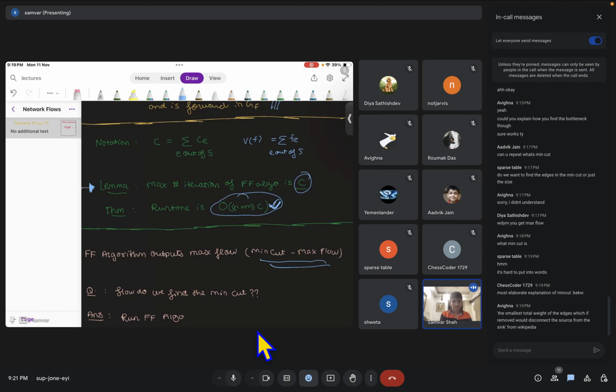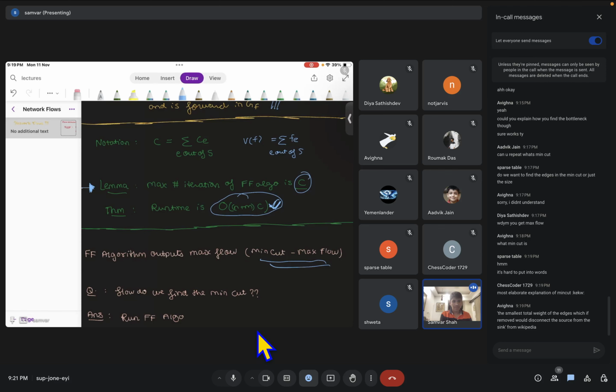Sorry for the bad way of explaining it. It seemed intuitive to me, but when I tried to explain it, I was not able to explain properly. So, thanks for the definition. It helped me as well. So, does someone want to take a shot at finding the min cut now?